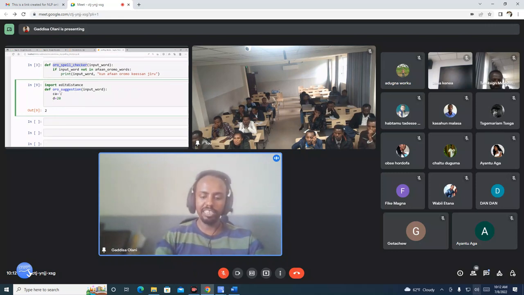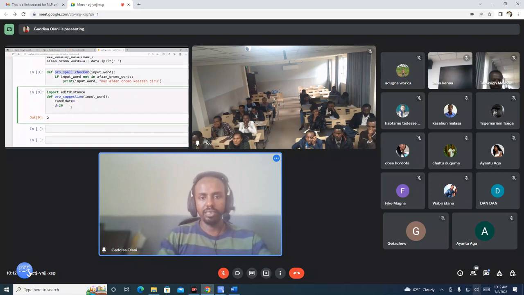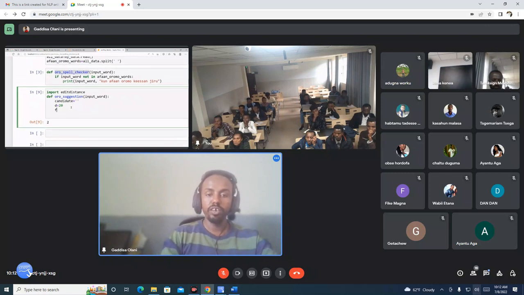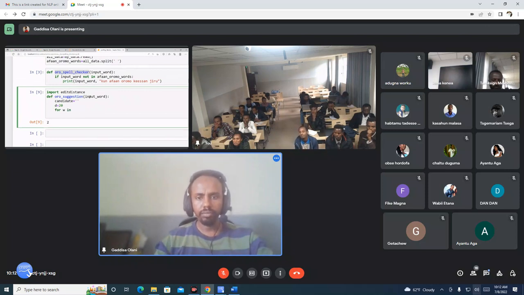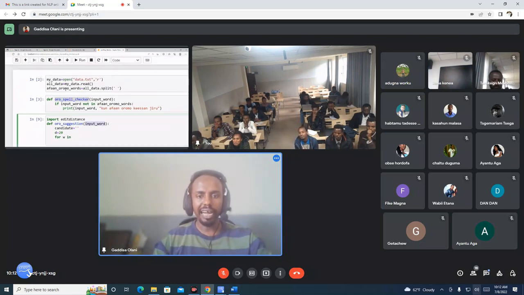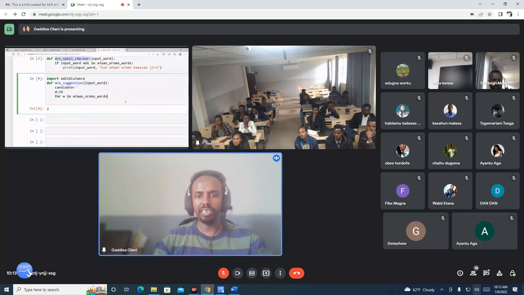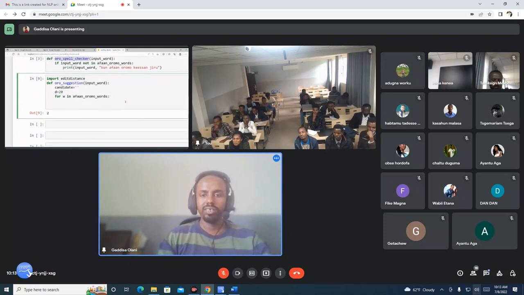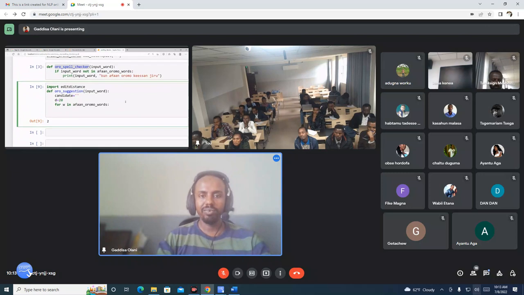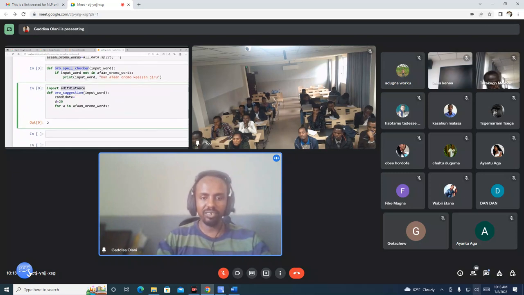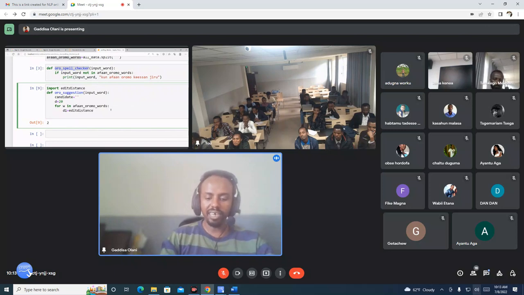So let me replace this one: candidate is equal to W. So for W in the Afaan Oromo word list, we calculate the distance. I am going to call the edit distance. So I may say B1 is equal to edit distance dot evaluate input word.